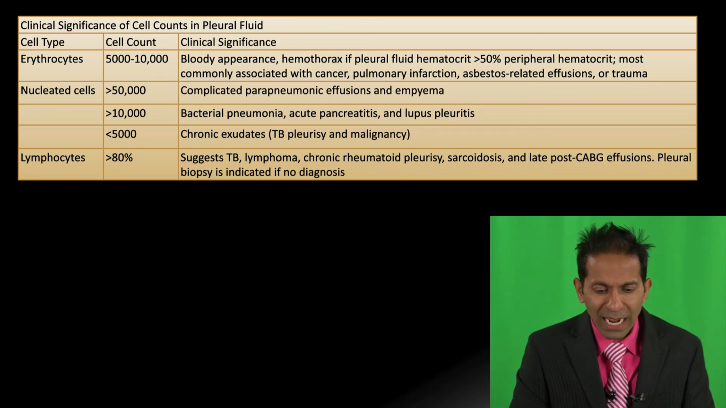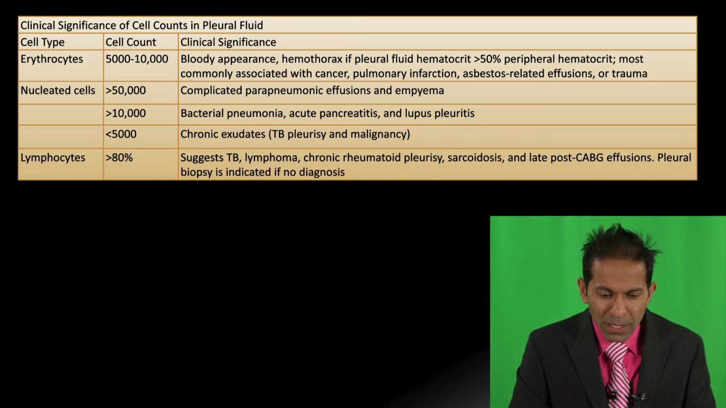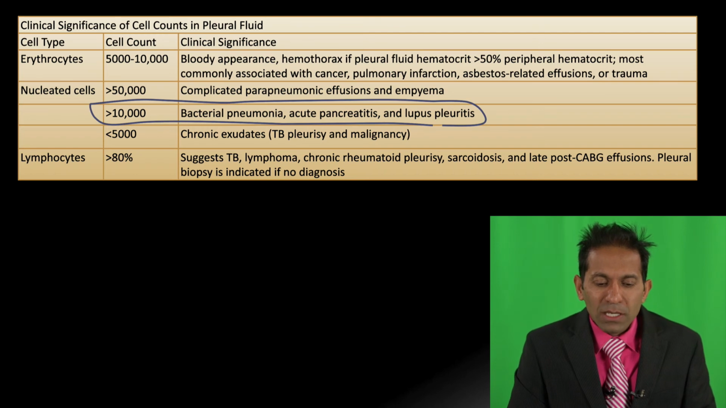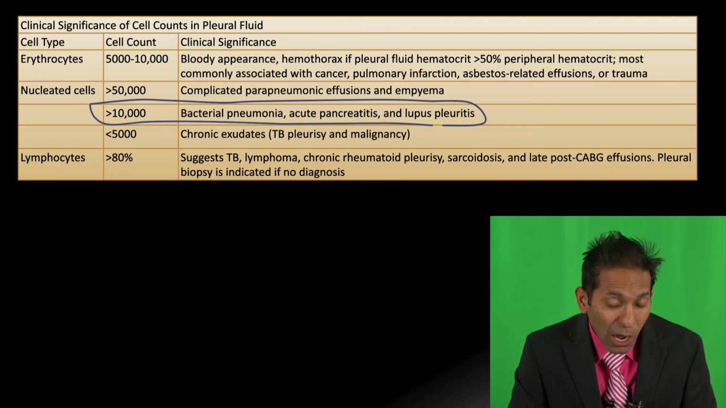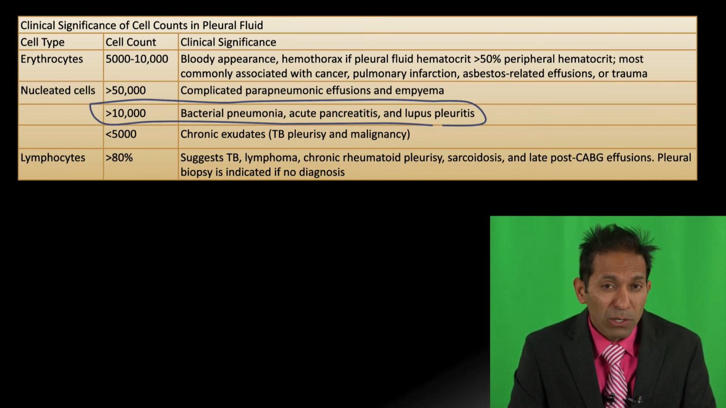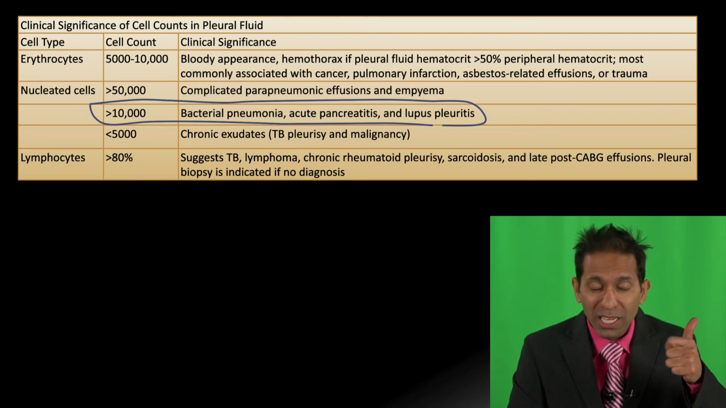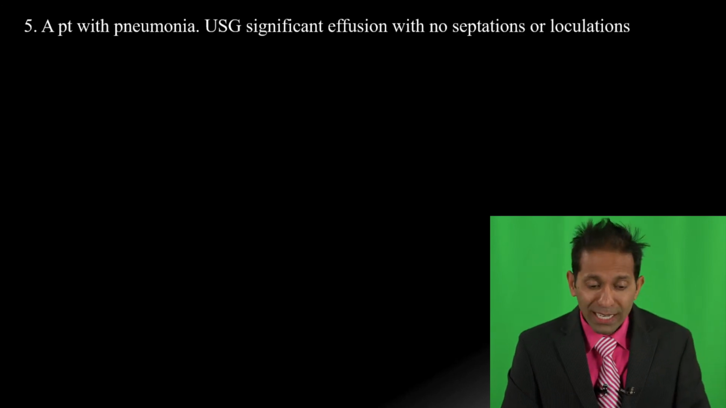Before we do that, let's go back to our table. If a patient has a cell count more than 10,000 with nucleated cells being polys, most likely the patient has bacterial pneumonia, acute pancreatitis or lupus pleuritis. So let's do another question.